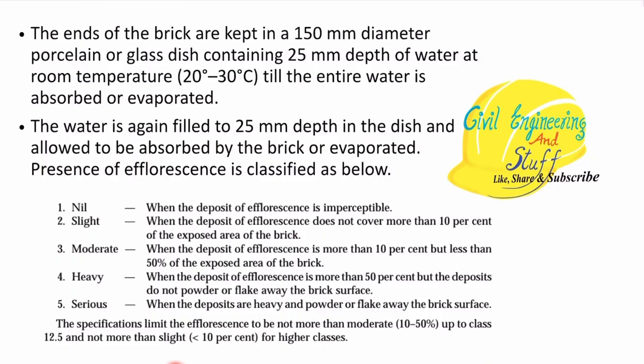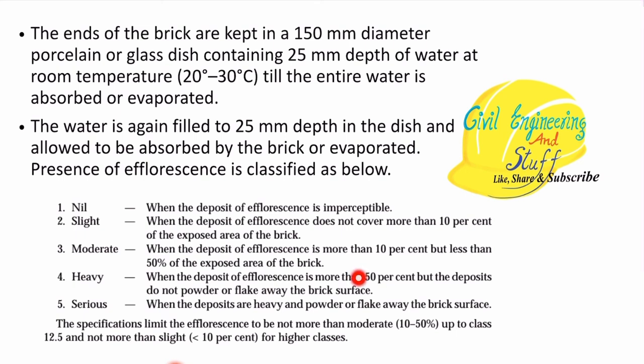And once this is achieved, we see the presence of white or gray patches on the surface of the bricks. If we have no deposition, then it means there is no presence of efflorescence. If we have slight deposition, that is the white patches are available on about 10% of the exposed area of the brick, then it is in the slight category. If the white patches are observed in 10 to 50% of the exposed area of the brick, then we have moderate efflorescence.